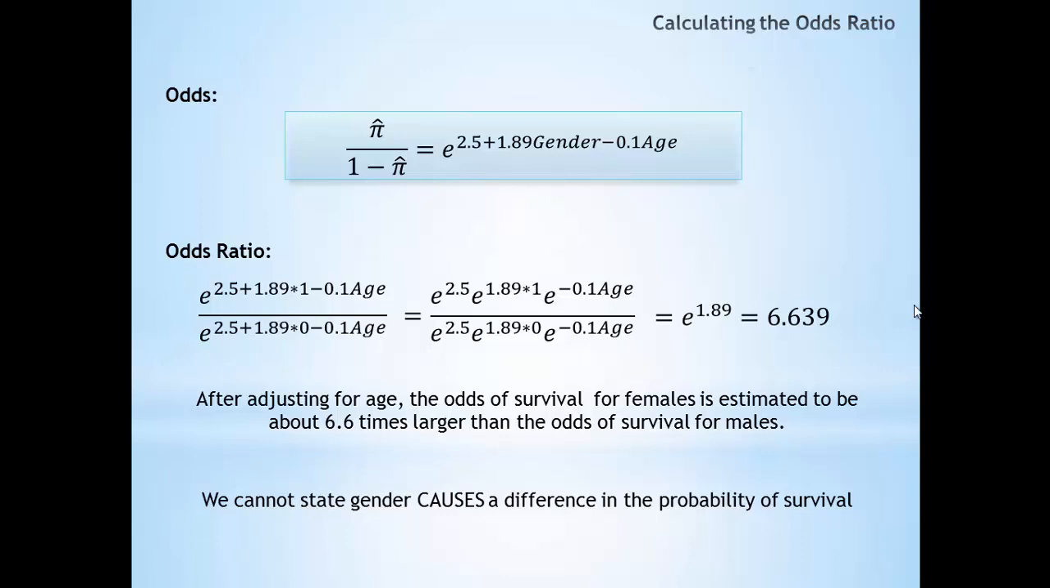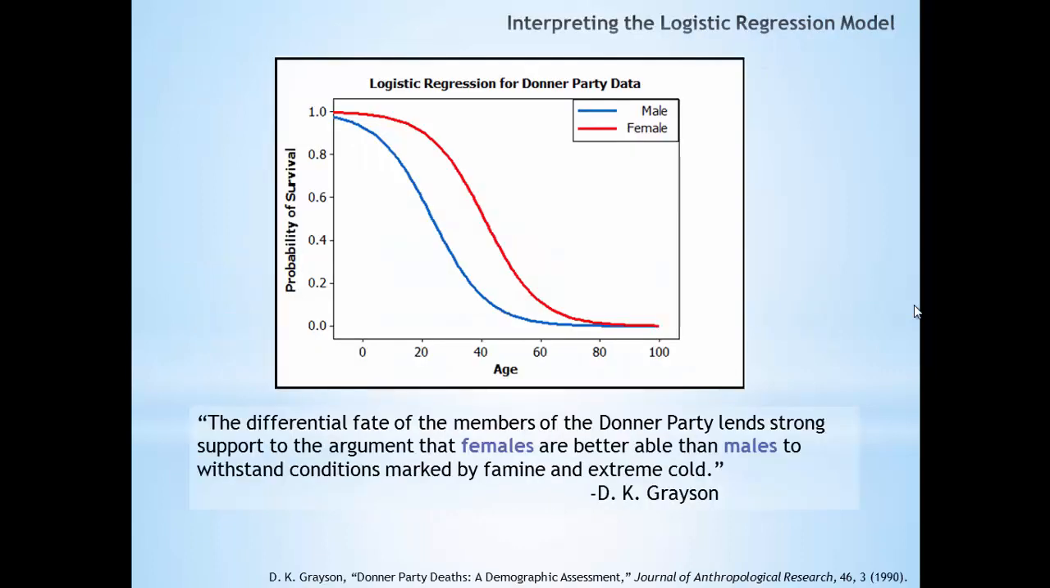We cannot say that gender causes a difference in the probability of survival. This is clearly an observational study, not an experiment, so we cannot state causation. The statement about causation is one of the most common mistakes made in regression models. For example, D.K. Grayson stated in his 1990 paper that the differential fate of the members of the Donner Party lends strong support to the argument that females are better able than males to withstand conditions marked by famine and extreme cold.